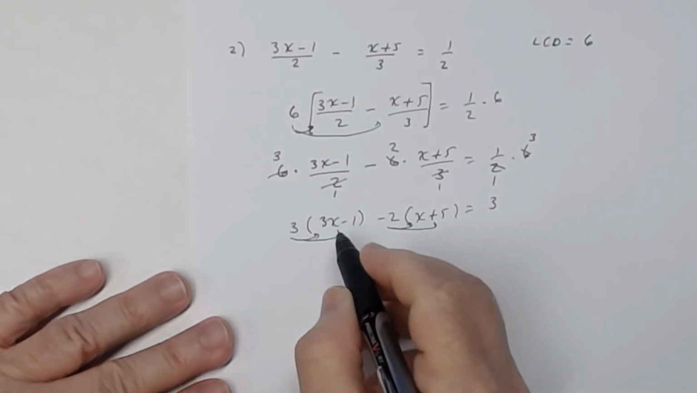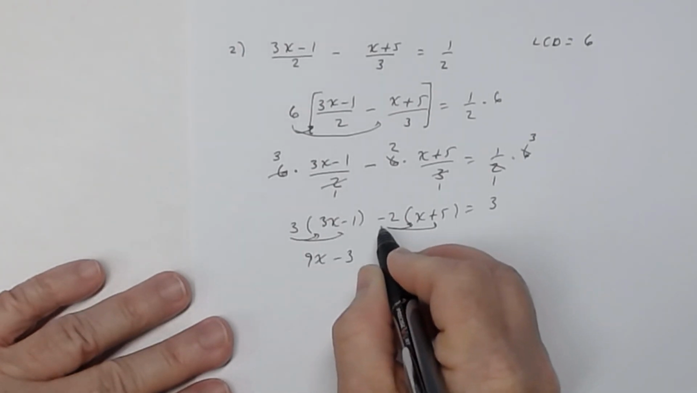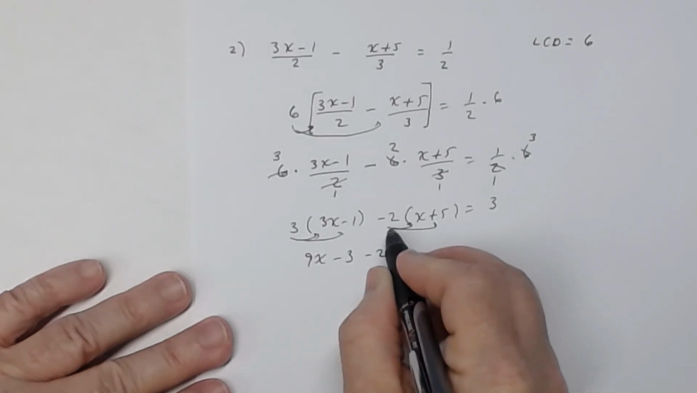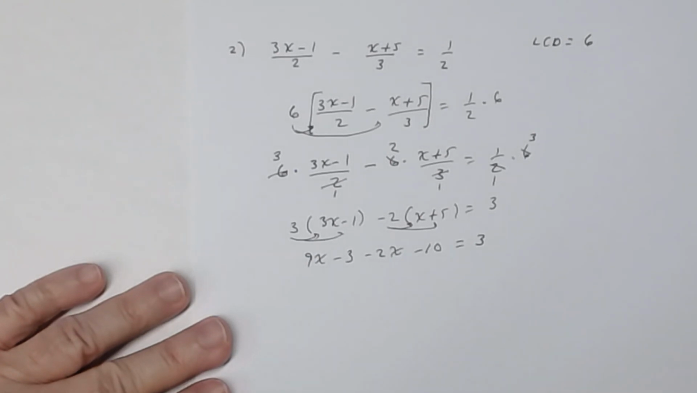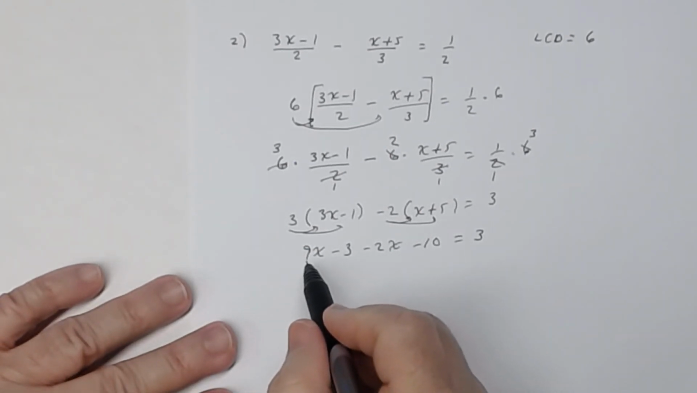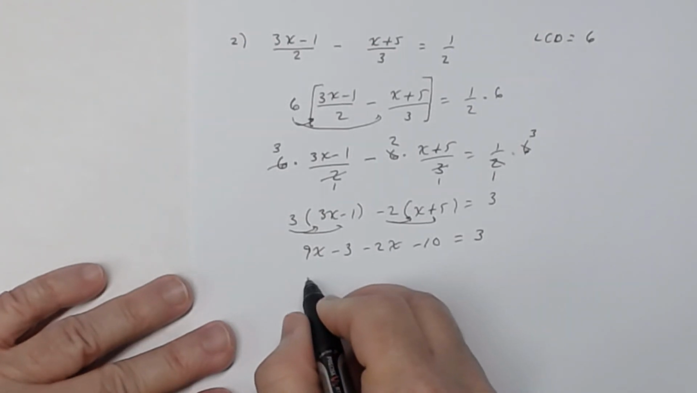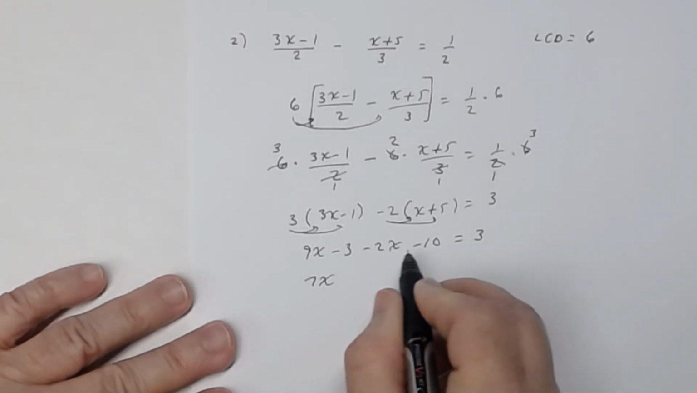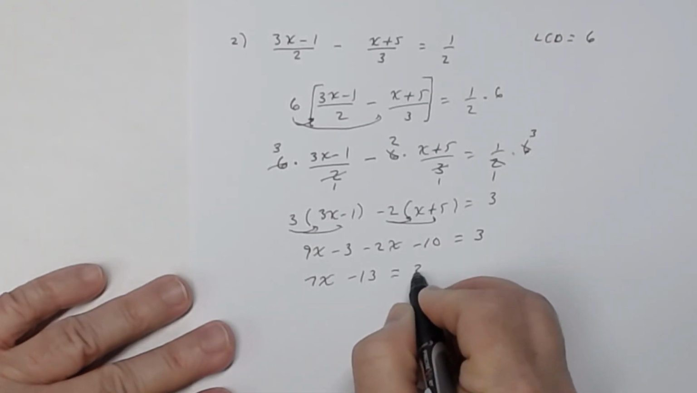And so I get 3 times 3x is 9x. 3 times a negative 1 is a negative 3. A negative 2 times x is a negative 2x. And a negative 2 times a positive 5 is a negative 10, and that equals 3. Combining like terms, 9x and a negative 2x is 7x. Then your constants, a negative 3 and a negative 10 is a negative 13, and that equals 3.